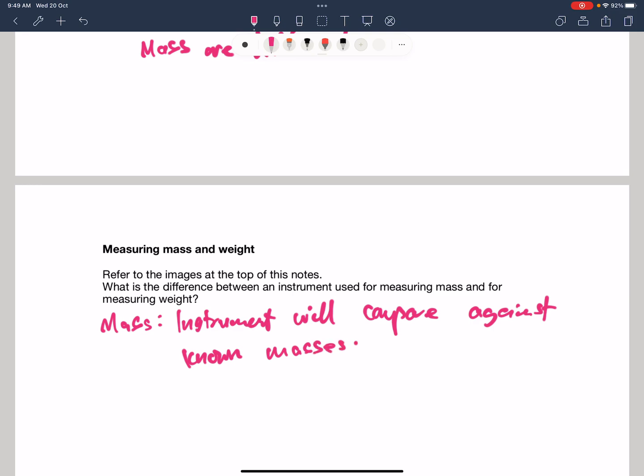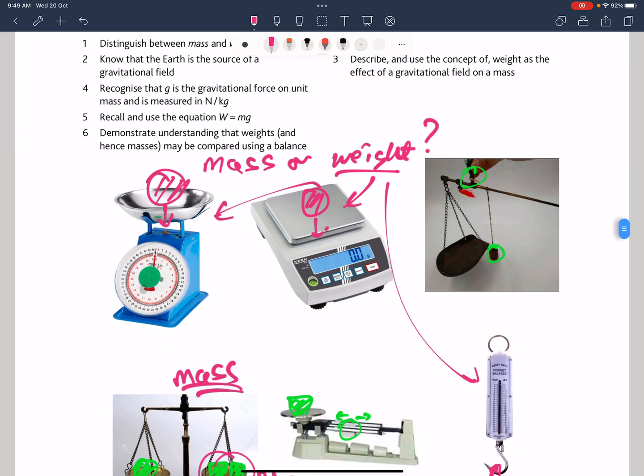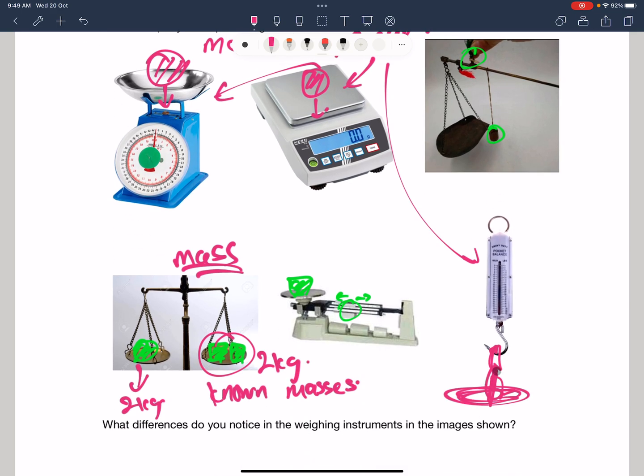Then for measuring weight, it's usually just a simple spring, or a string, and so forth. You understand my point? So you only have something, whether you put it on it or it is pulling it down, like in this case of the spring balance, right? So if you just have one object, that measures weight.